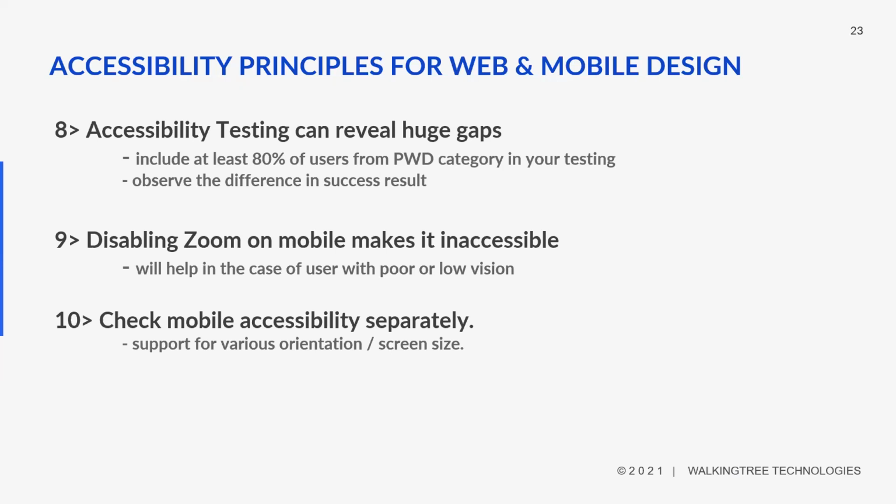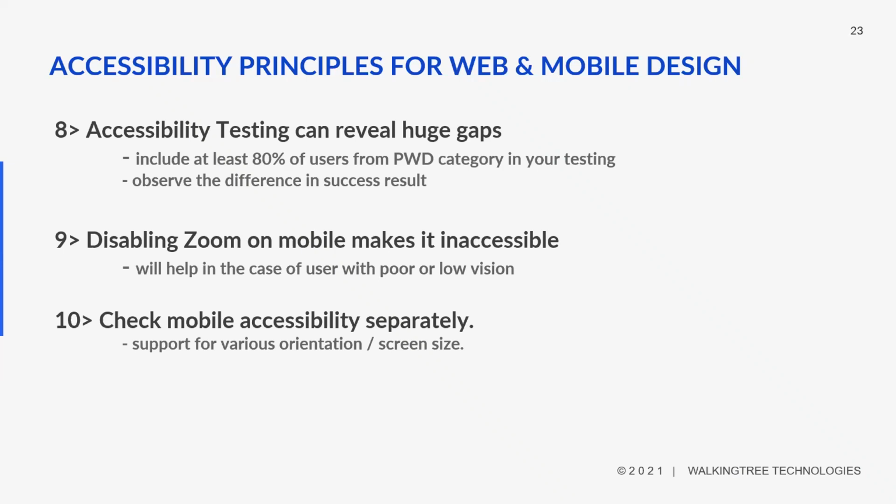Because when you are designing for all, we have to make sure that it is tested by users across all categories. So certainly we have to take their feedback. We have to know what their pain points are and how we can address them. Those are the things we have to take into consideration for accessibility testing, because it can reveal a very huge gap.